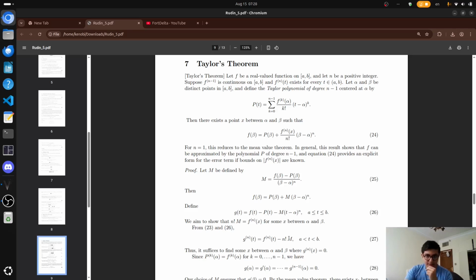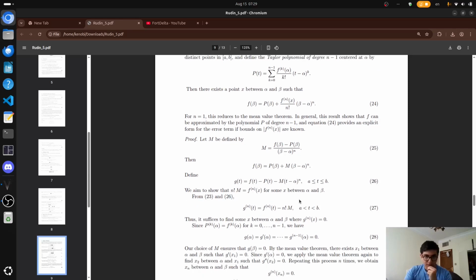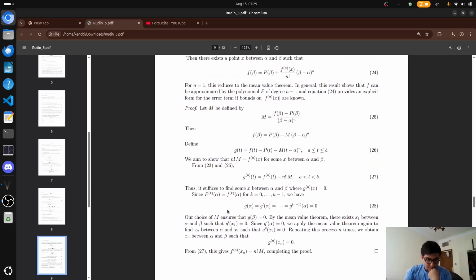And what we want to do is show that g n of x is equal to 0. Because if it's equal to 0, that means f n of t is equal to n factorial m, and we're going to get that m is equal to f n of t over n factorial for some x, which is basically what we want to prove. We want to prove that m is equal to this term over here. And how we do this right now, I know that the kth derivative of p at alpha is the same thing as the kth derivative of f at alpha.